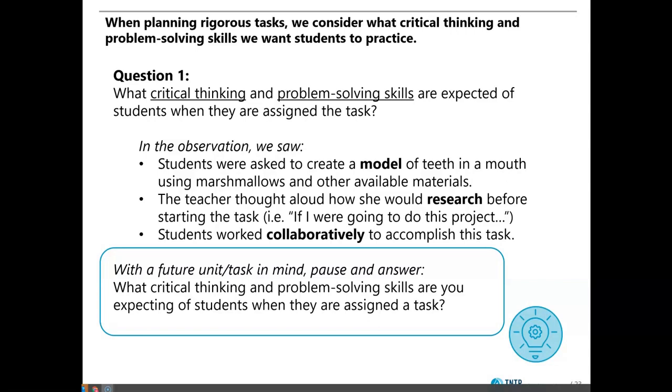So at this point, if you would please pause the video and think of an upcoming project, assignment, unit, or lesson that you have, and jot down what critical thinking and problem solving skills you are expecting of students when they are assigned that task.